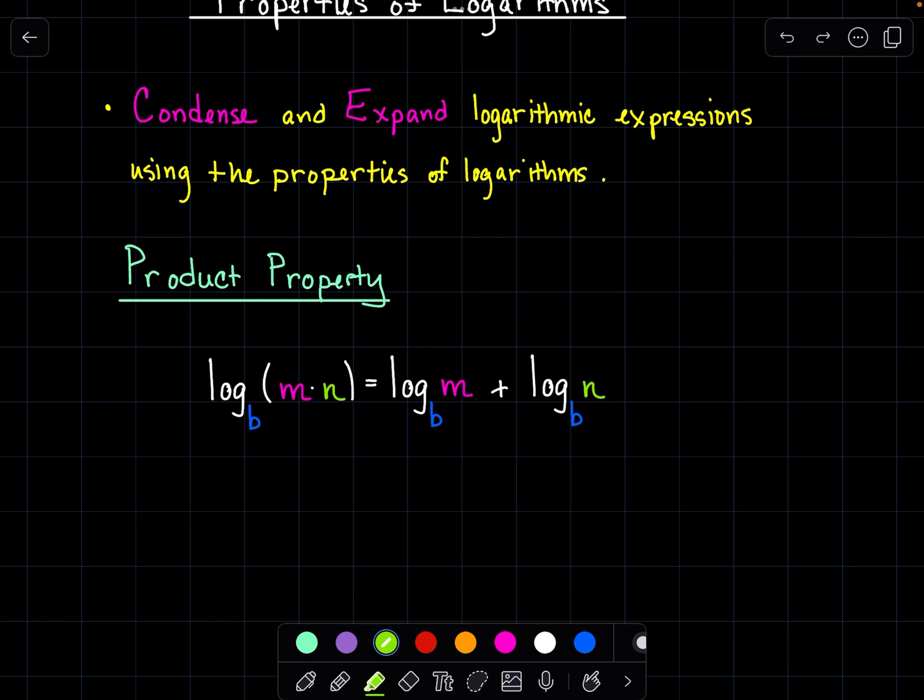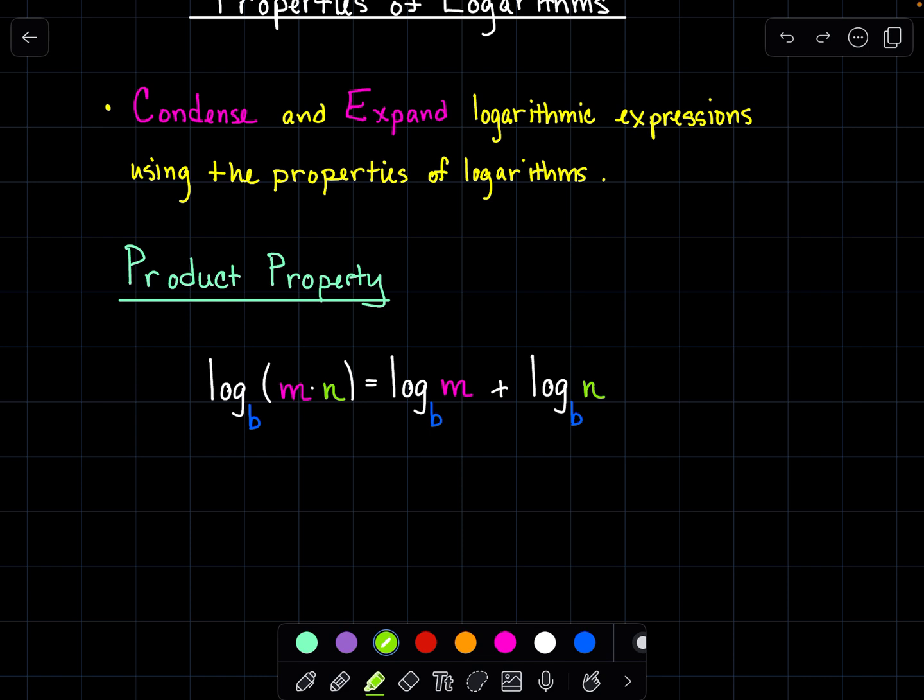The first property that we have is called the product property, where it states that if we have log base b of the product of two or more terms, then we can split apart each of those terms and give them their own log. So we could say log base b of m plus log base b of n. And this can go back and forth from the left to the right and from the right to the left.